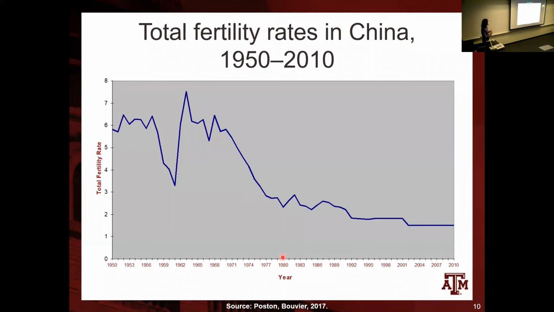And this is the trends of total fertility rates in China from 1950 to 2010. And we see that the fertility in China was around 6 before the 70s, and even before the implementation of the one-child policy. The one-child policy was in 79. You already saw a decline in fertility a lot. So that's why demographers mention it's not just the one-child policy. It's also all these changes.